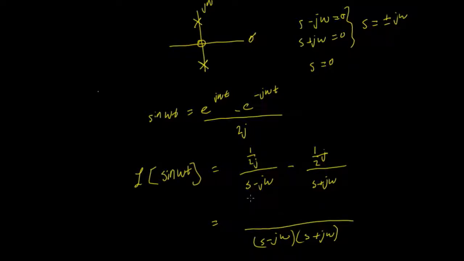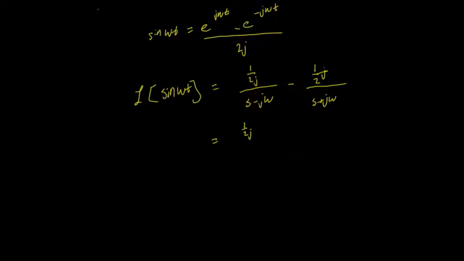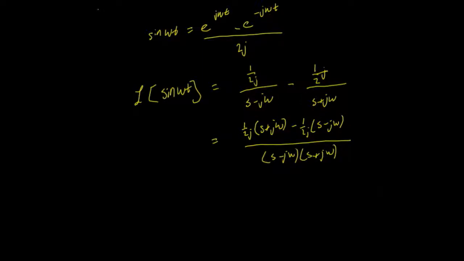And in the top line, we're going to have our 1 upon 2j times our s plus j omega, minus 1 upon 2j times our s minus j omega, all upon our s minus j omega, s plus j omega. All we've done is taken these two together, and then we had to multiply by this one for this and this one here for the other one.